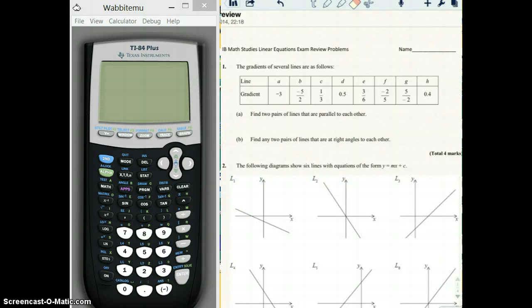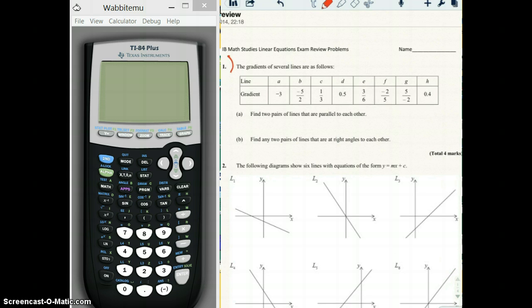Okay, these are the review problems for the linear equations test. First problem is that the gradient of several lines is shown here, and we're going to pick out the gradients that are of lines that are parallel to each other. If the gradient or the slope is parallel, that just means that they're the same. So let's try to pick out a couple pairs of numbers that are actually the same.